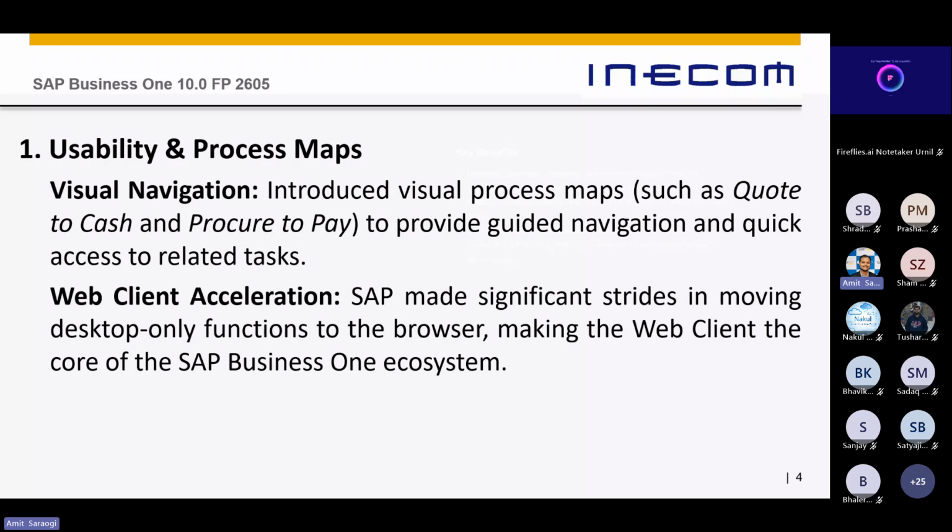So what is there in the visual navigation, like the process map? This allows you to navigate from one point to another in a process. There are some standard samples created by SAP, like Order-to-Cash and Procure-to-Pay, which provide guided navigation for the user so that they can follow the steps accordingly. And you can also create your own.